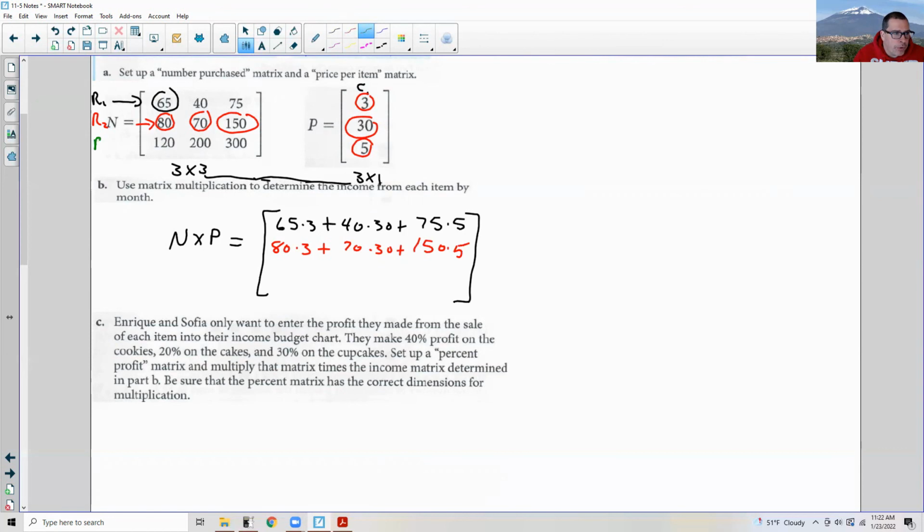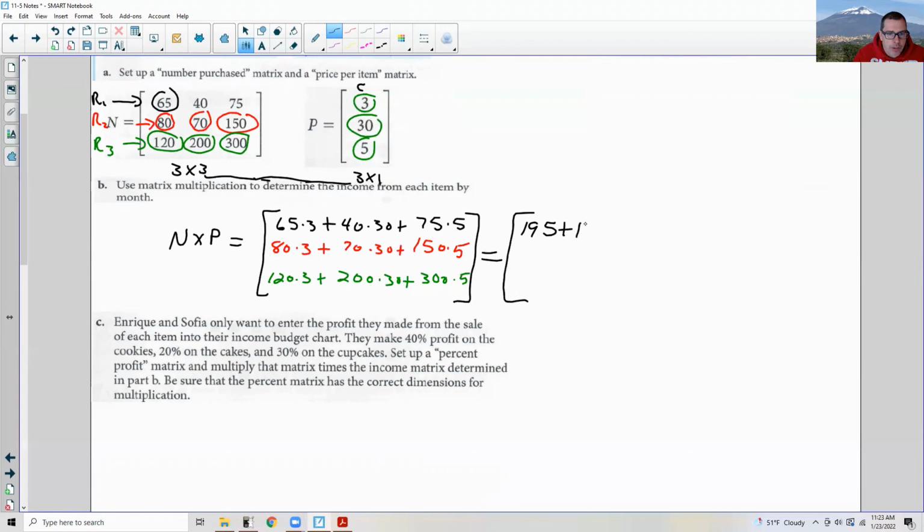And then finally, row 3 is going to be multiplied by column 1. 120 times 3, actually, let me erase those first. So 120 times 3 plus 200 times 30 plus 300 times 5. Alrighty. So that is going to equal 3 times 5 is 15, carry the 1, 6 times 3 is 18, plus 1 is 19, so that's 195. So this is a little bit lengthy process. We still have to add these.